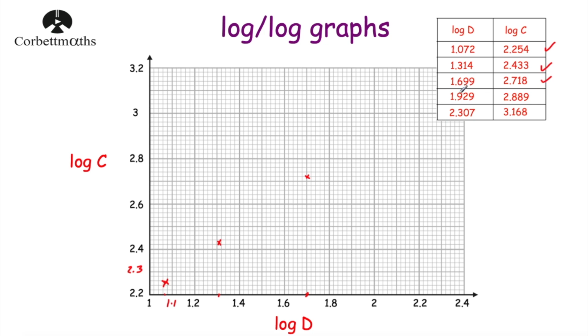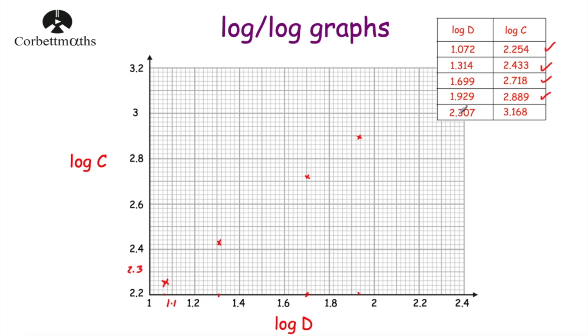Our next one, 1.93 and 2.89, so 1.93, so 1.9 will be there, 1.92, 1.93 is in the middle there. And then in terms of the height, 2.89, so 2.8's here, so 2.82, 2.84, 2.86, 2.88, and then 2.89 will be just before that one, so it's then going to be there. So that's then our next point, that's that one done.